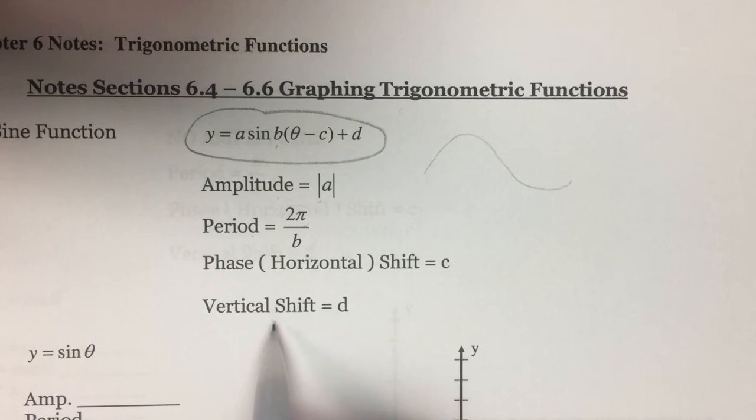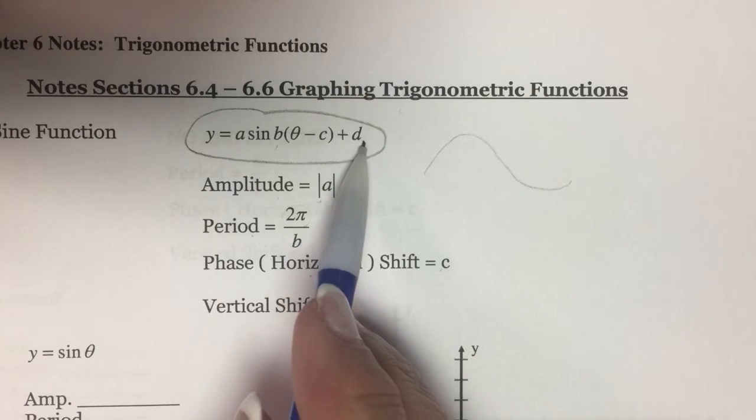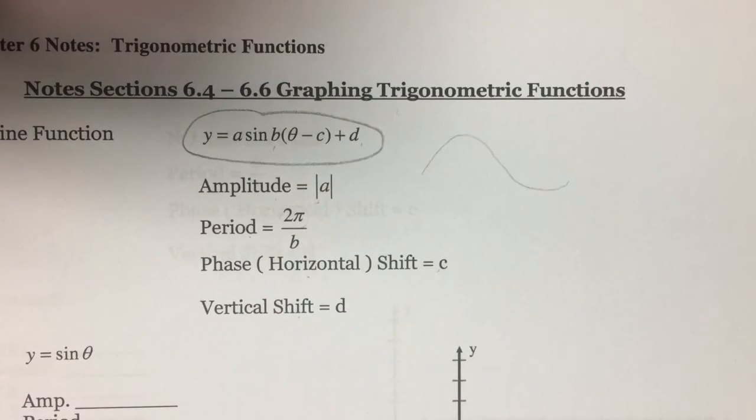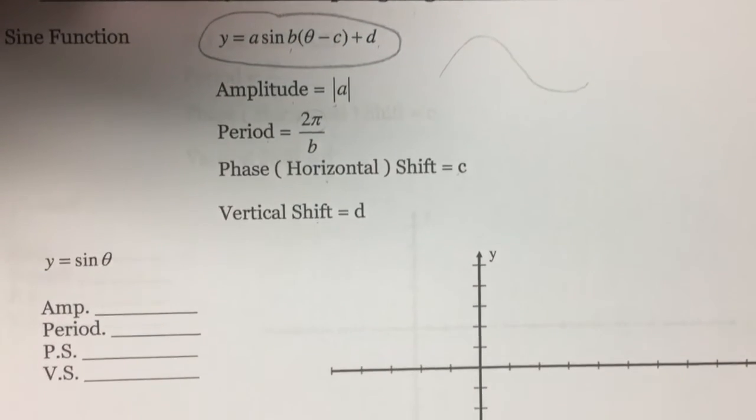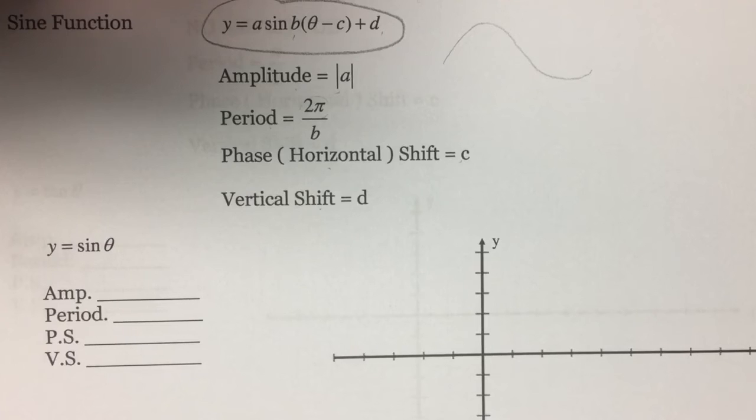Now, although for the beginning here we're not going to have any shifts, your C is your phase shift, which is also your horizontal shift. It means the same thing. And then your vertical shift is your D, which is at your end. Okay, so again, we're going to go through the very basic functions first, the parent graphs.